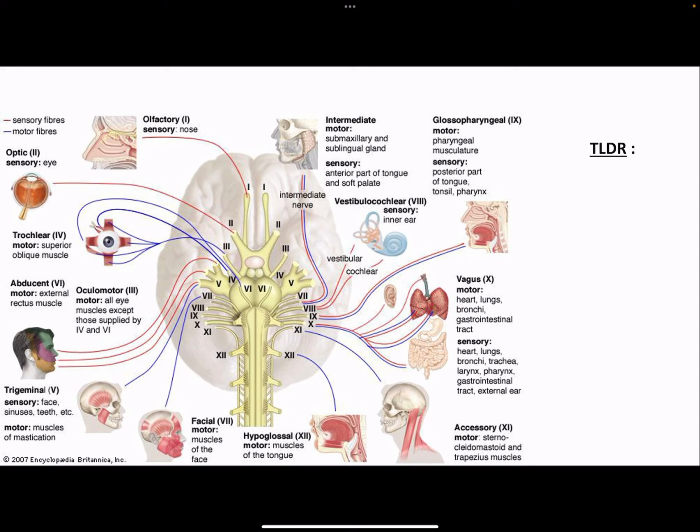So just a little summary. I actually think all of that's really high yield, but if you didn't get any of this, 1 is smell, 2 is afferent, the optic nerve, 3 is going to be efferent, controls most of the muscles, 4 is going to be specifically the superior oblique. Remember, SO4 is how I remember this, and it kind of does the opposite of what it says.